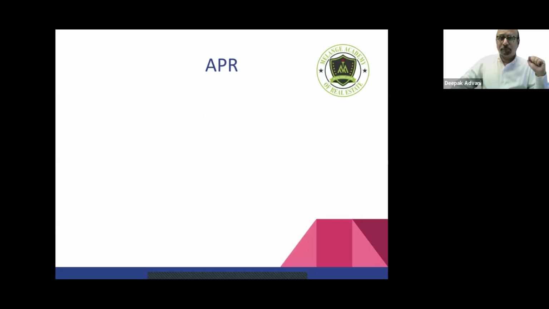APR, annual percentage rate. That is the true cost of borrowing in percentage terms. Remember, your interest rate on the loan and the APR are different amounts.